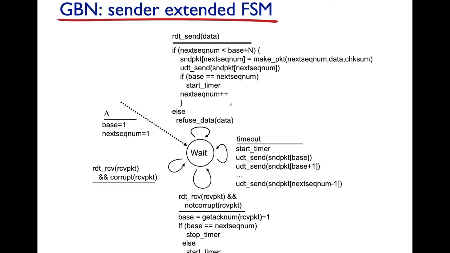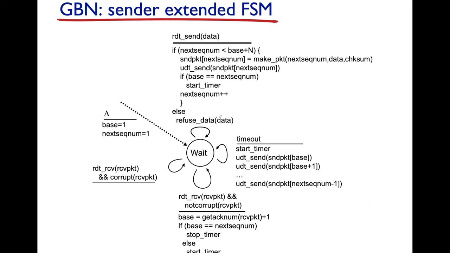Okay, so this is the finite state machine for the sender's behavior for Go-Back-N. You start out in your single state and you initialize the state by setting the send base to 1 and the next sequence number to 1. Someone calls RDT send from above, from the application layer, through the socket interface. It checks to see if the next available sequence number is less than base plus N. So is it in that window of N sequence numbers?